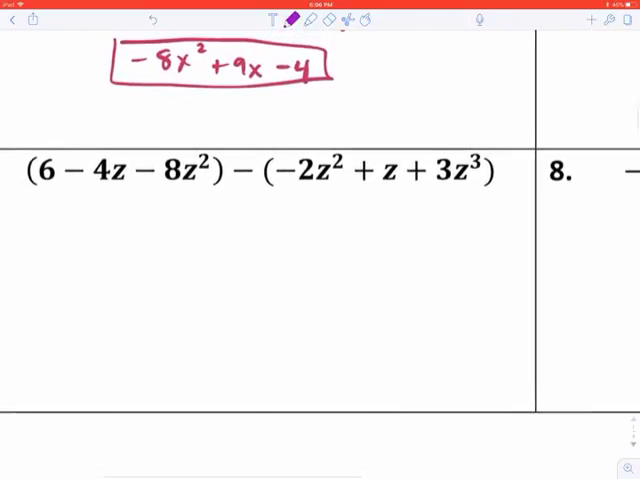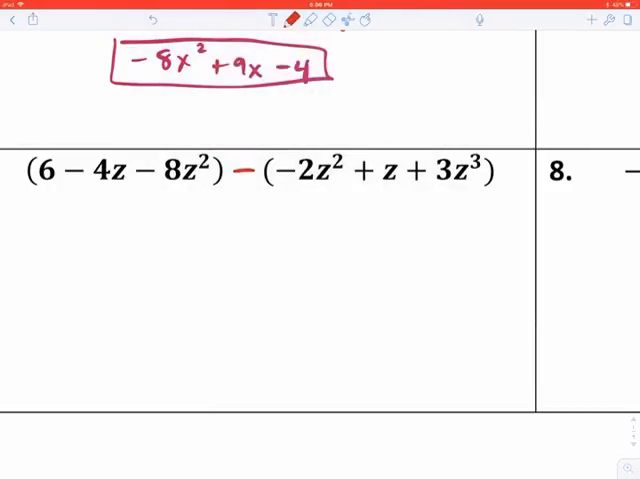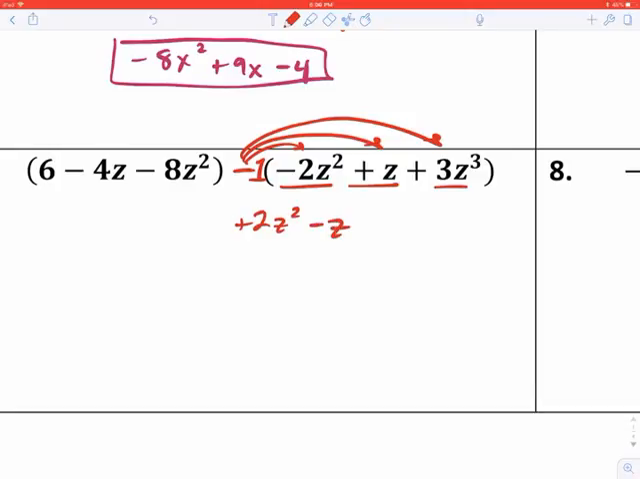Let's check out number 7. Number 7, I have to be a little bit more careful because of this minus sign right here. When I distribute that negative sign, or the negative 1, if it helps you to think about it, this is going to change every sign inside of my parentheses here. So this is going to become a positive 2z squared. This is going to become a negative z, and this will be a negative 3z cubed. Alright, and this is a 6 minus 4z minus 8z squared.